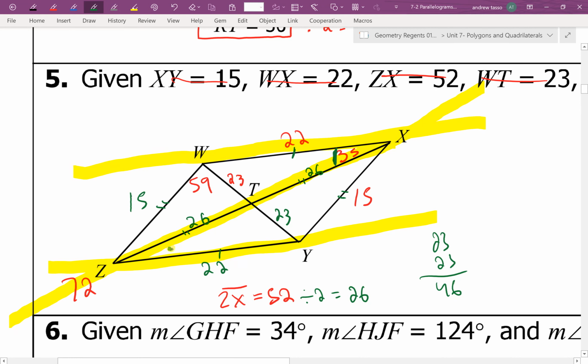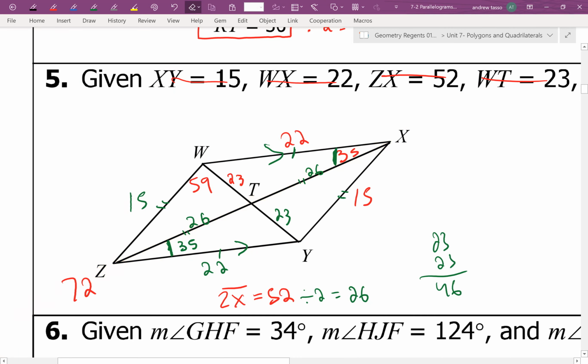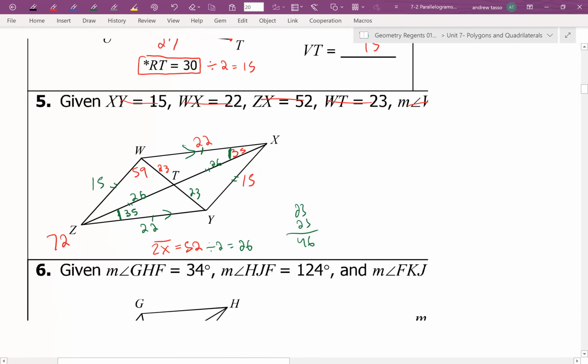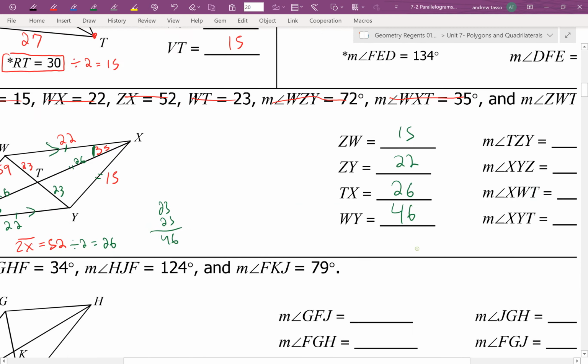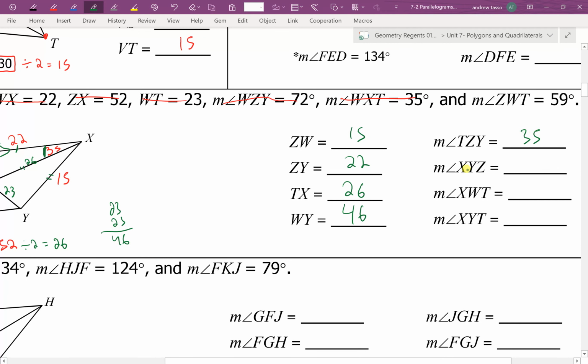So 35 would be equal to 35 over here, okay? And that's coming from the fact that these are alternate interior angles of parallel lines. Remember, these are parallel lines, right? So I'll erase that for a moment, and we'll look at the next number. So that one we got to be 35.